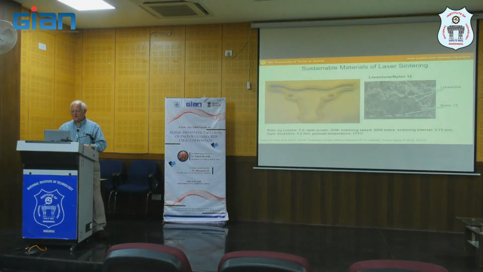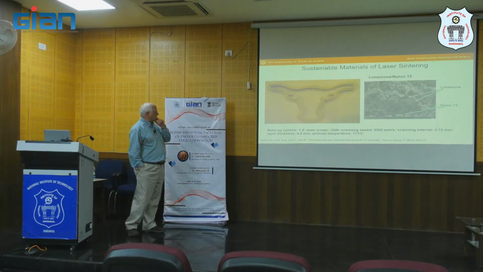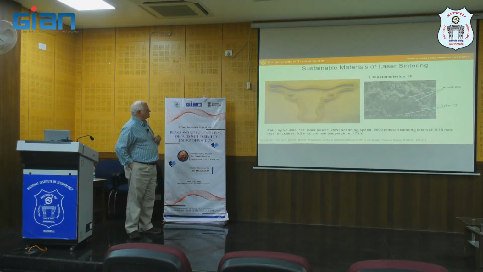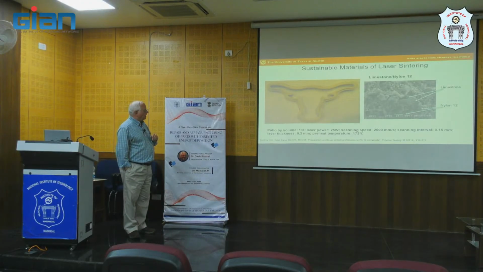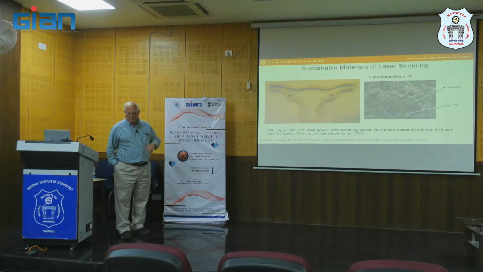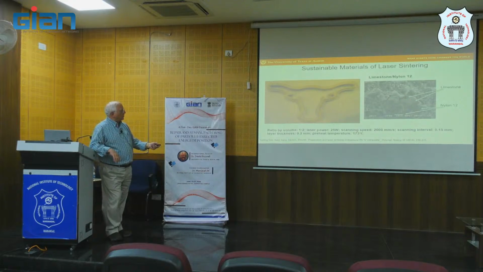So moving on, this is stone. These are some examples of stone work with laser sintering. In this case, we had nylon that we mixed with limestone. And so you see the micrograph over here with the arrows pointing to these little particles of limestone. Then we also have nylon. This is in the powder.